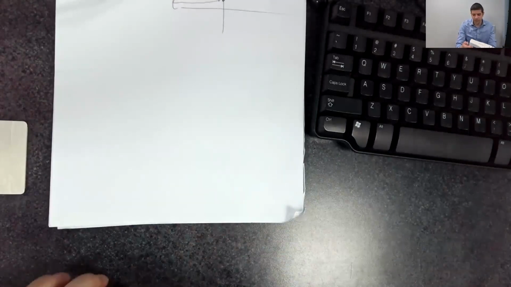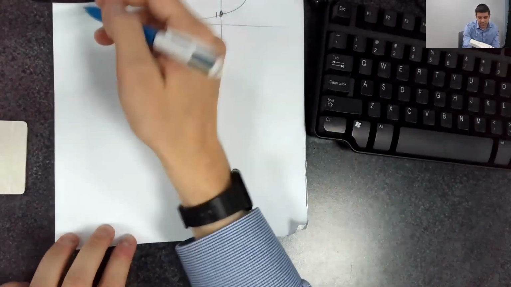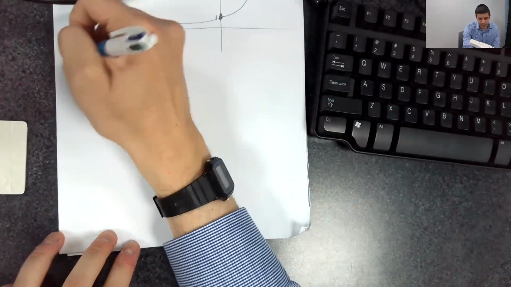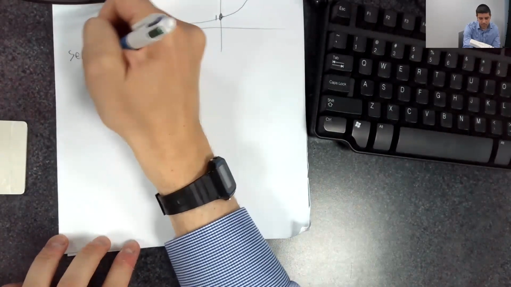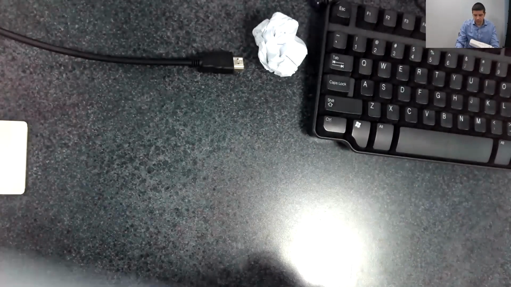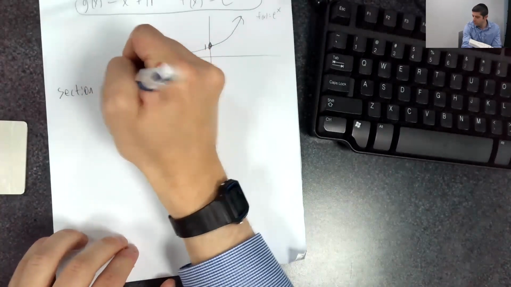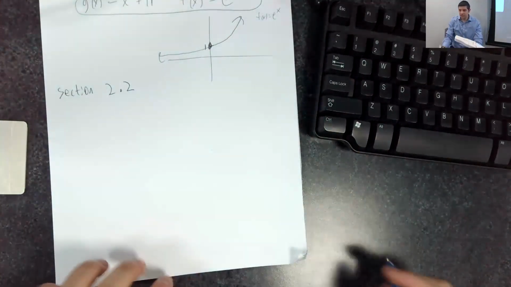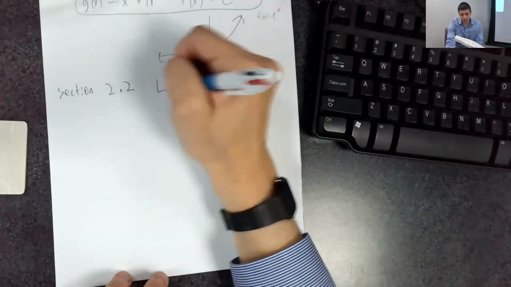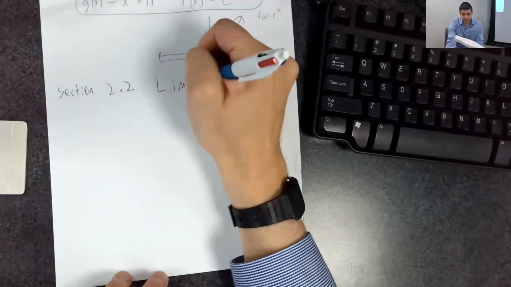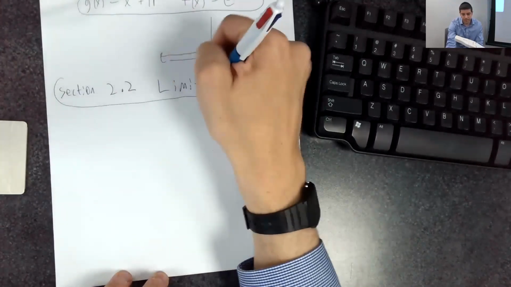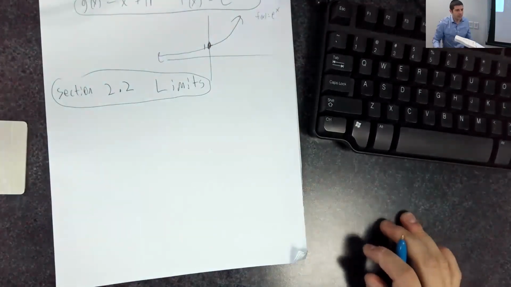Okay. This is section 2.2. All right, so section 2.2, something called limits. Okay.